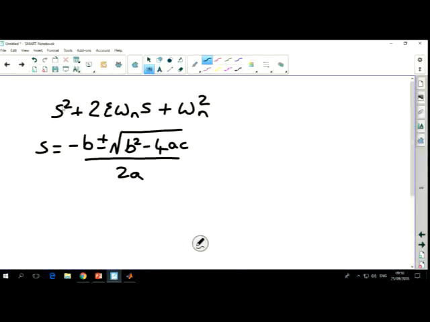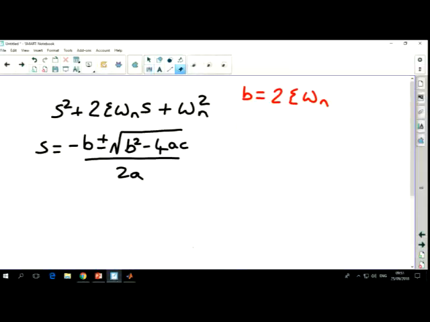Okay, so if you can tell me what's b in this equation? What's b here? The middle value, which is 2 zeta omega n. The variable's s, of course, so it's all the constants in this equation, not the variables. Yeah, the natural frequency. That's it. Good. 2 zeta omega n.